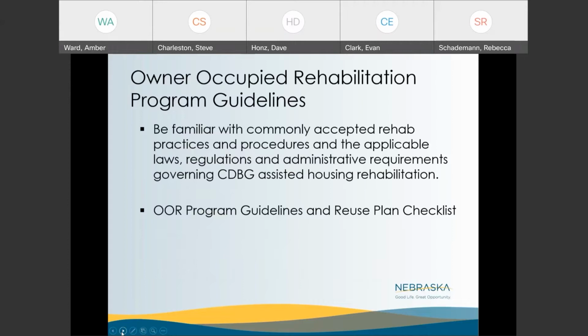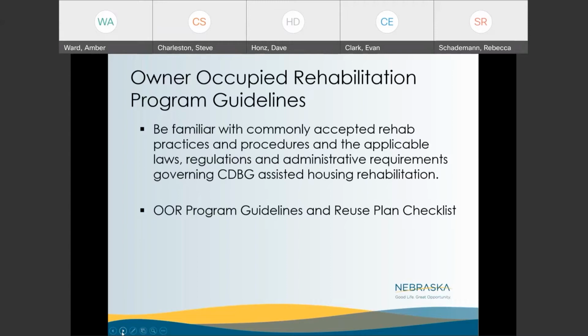All right, so specific owner-occupied rehab program guidelines, you'll really want to be familiar with commonly accepted rehab practices and procedures, which would include the applicable laws, regulations, and administrative requirements for CDBG assisted housing rehab.